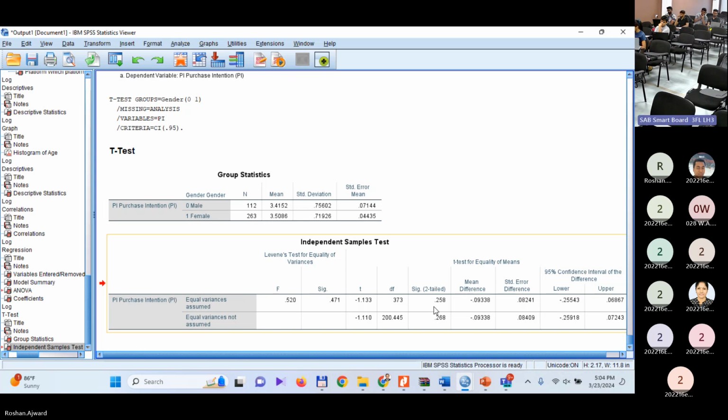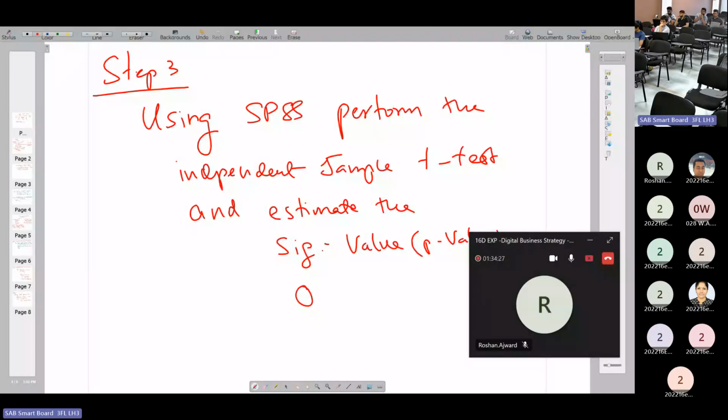So we shall take it down, 0.258. So now go back to where you have taken down the steps. And what's the sig value? 0.258. Right? This is the estimated p value or the sig value calculated by this case. It's not the answer, but it will help you to get the answer.